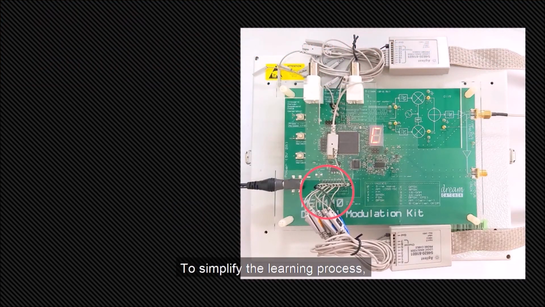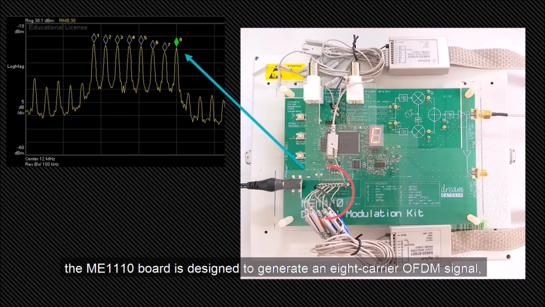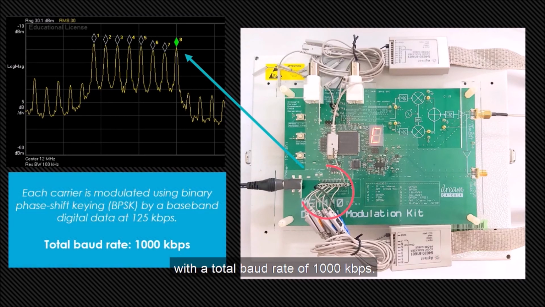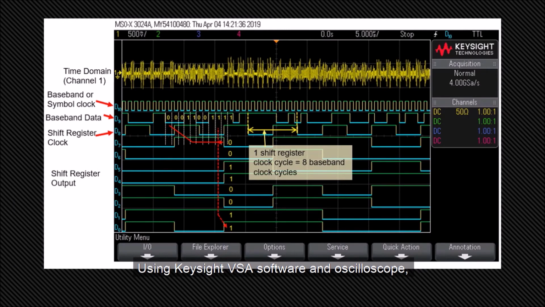To simplify the learning process, the ME1110 board is designed to generate an 8-carrier OFDM signal with a total baud rate of 1000 kilobits per second. Using Keysight VSA software and oscilloscope, students can measure and verify the modulation process of OFDM, measure the bandwidth and power of the modulated RF signal, and perform demodulation process and analysis.